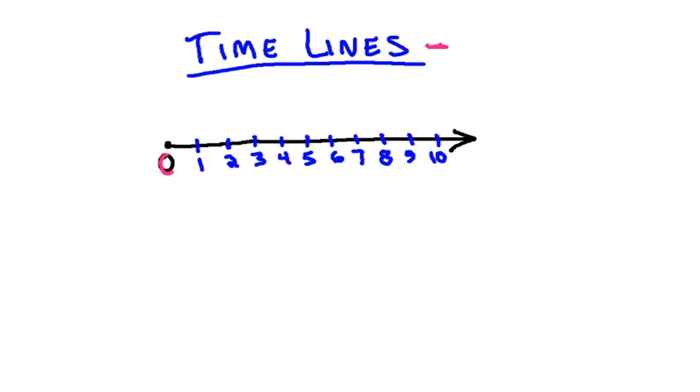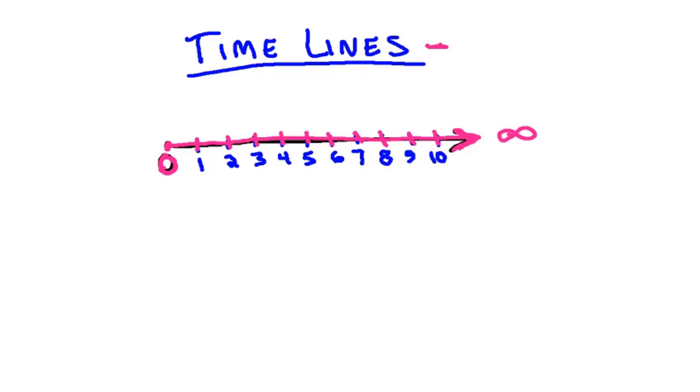We start at 0 right here at this little dot, and then as time moves forward, which is represented by this arrow going to the right, we have these increments of time. We have like 1 hour, 2 hours, 3 hours, 4 hours, 5 hours, and so on. And I just randomly stopped at 10 hours, but as you can tell by the arrow, it can go up to an infinite amount of time.